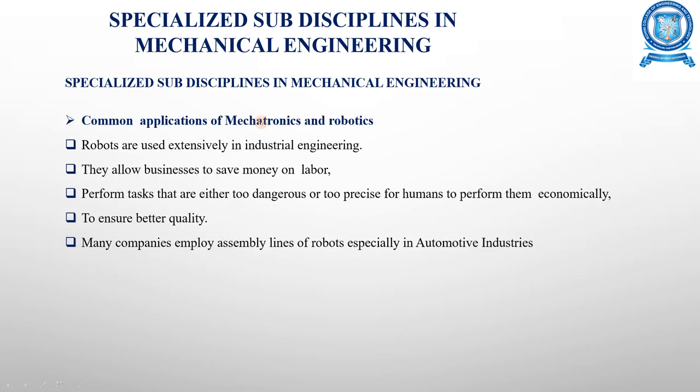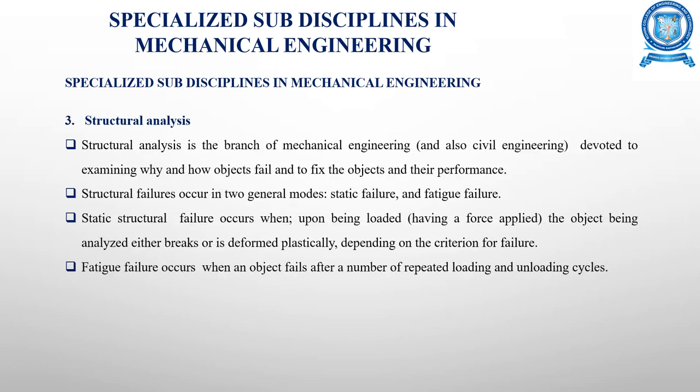So, common applications of mechatronics and robotics. These robots are widely used in industrial engineering, and they allow businesses to save money on labor, and they perform tasks that are very dangerous or very precise for humans to perform economically. And to ensure better quality, they have been used. So many companies employ assembly lines of robots, most probably in automotive industries.